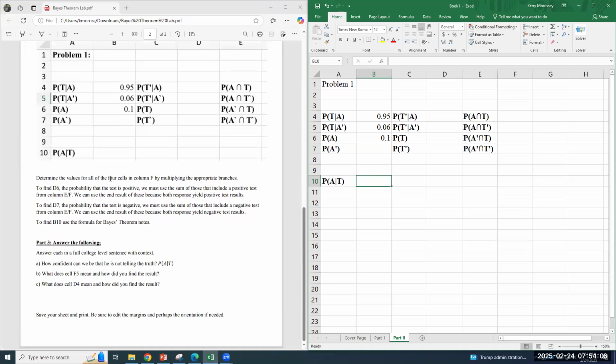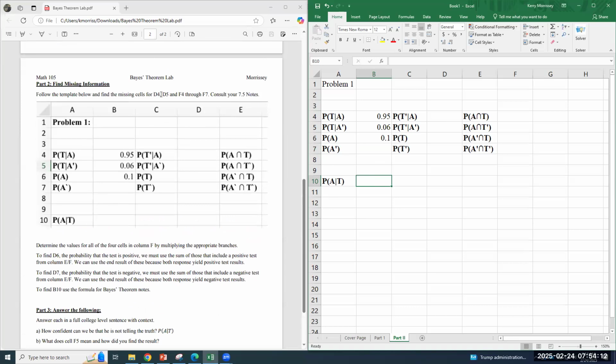So it says determine the values for the 4 cells in column F. Oops, I'm a little ahead of ourselves. So in D4, D5, F4 through F7, we need to figure out the following. So here, if we have B7, right, we have a missing cell, right? Notice that these are actually the opposite of one another, right? So to find your opposite, we can do 1 minus and then negate what we wanted. So in our case, we're going to do that. We're going to leave these two alone for a moment. However, let's go ahead and fill these in based on your 7.5 notes.